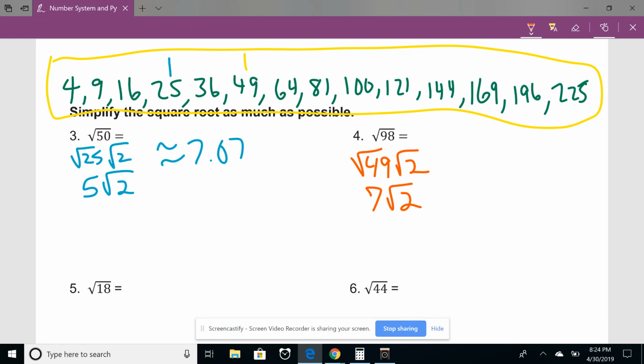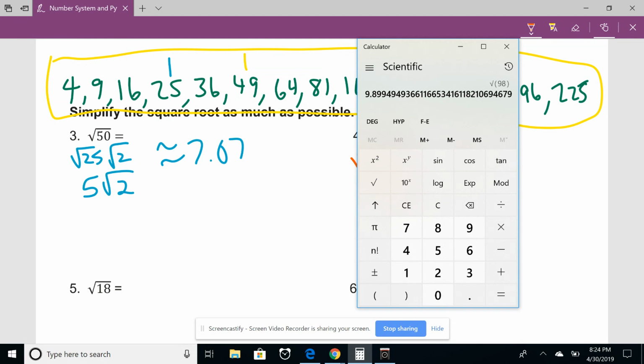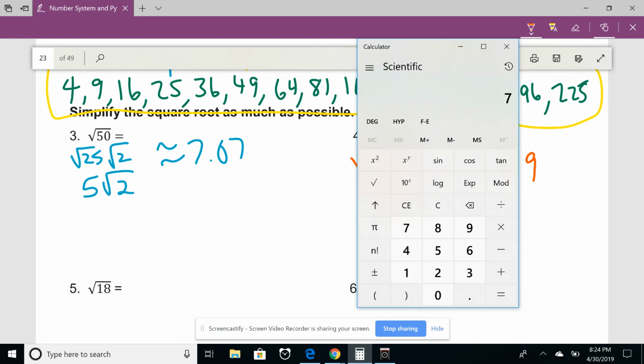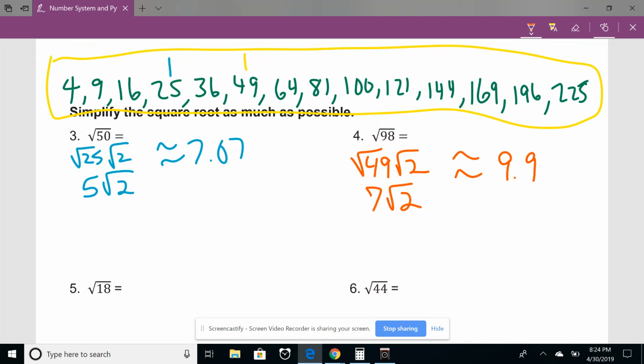All right, let's see what this equals. The square root of 98 is about 9.9. Let's do 7 times the square root of 2, and you get 9.9 also. All right, so we found two problems that have the square root of 2 at the end.